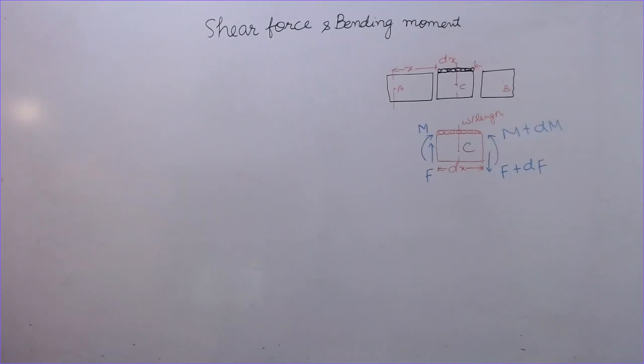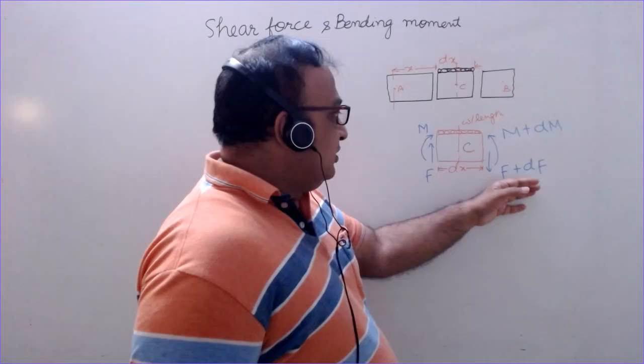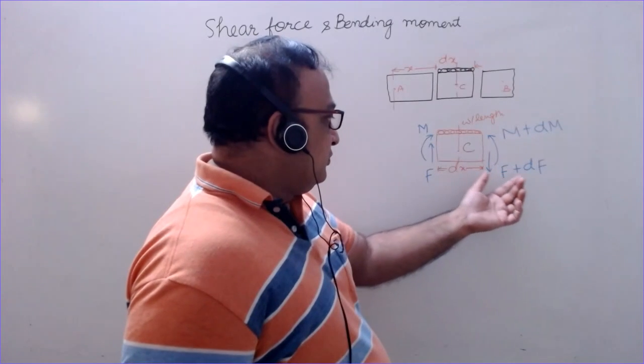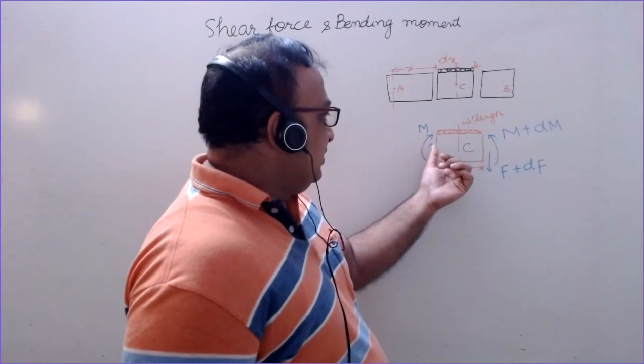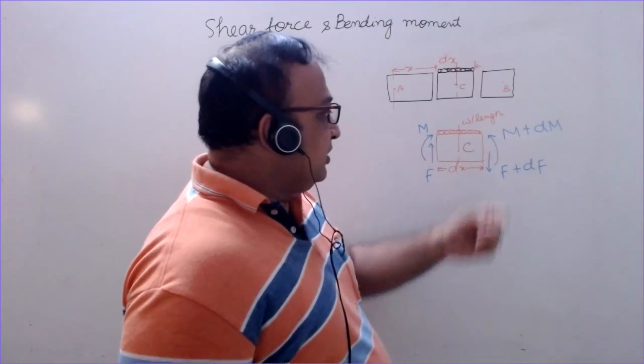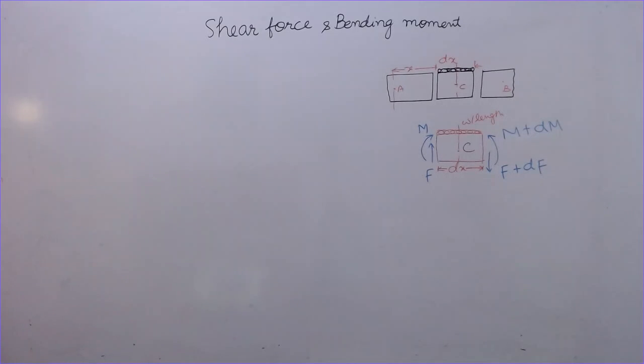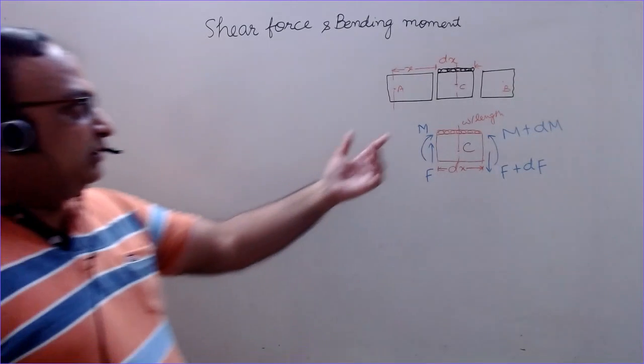We have taken this positive sense, F plus dF on this end, and F is the shearing force on this end as we move from this end to this end. M is the bending moment here, and M plus dM is the bending moment here. So now if we take the moment of the forces about the point C, C is the midpoint of this portion with length dx.